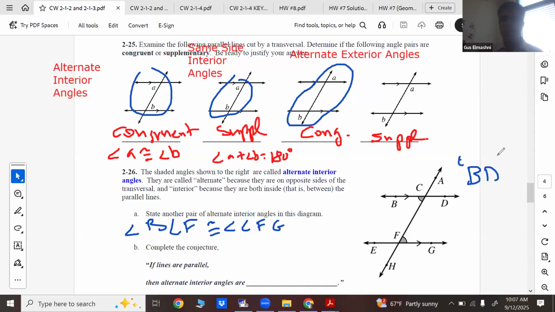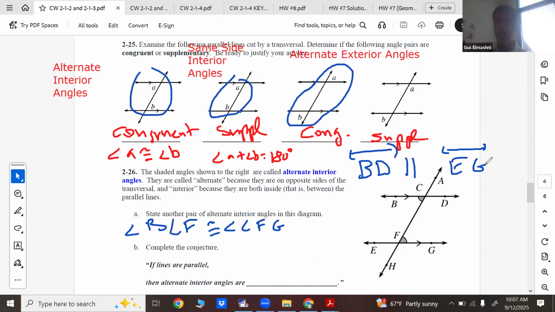I need to move this, I need a little more space. Let's move it right there. So BD, excuse me, is parallel to which other line? What do we call the line right below it? You can call it, just give me 2 points, EG.